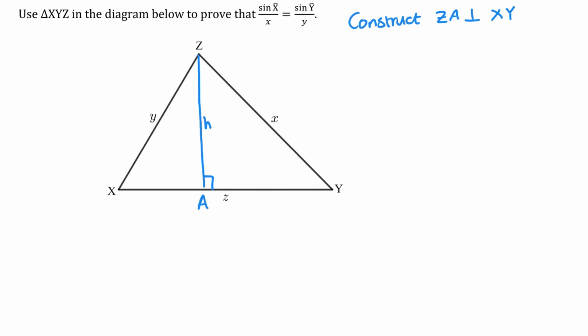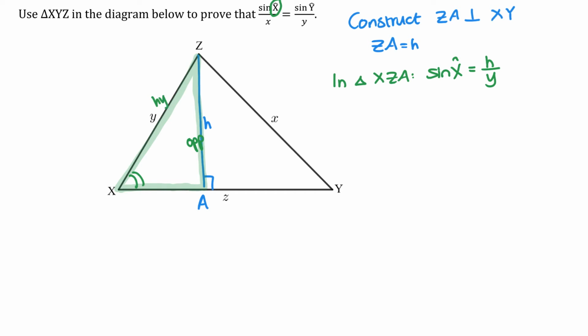So we're going to say ZA is equal to H because it's the height of my triangle. So the way that the sine rule proof works is I work with the triangle on the left first. In triangle XZA, from this angle, because that's the angle I'm aiming for, sine of X will equal H over Y because it's opposite over the hypotenuse, and I'm going to make H the subject of my formula. H is Y sine X.